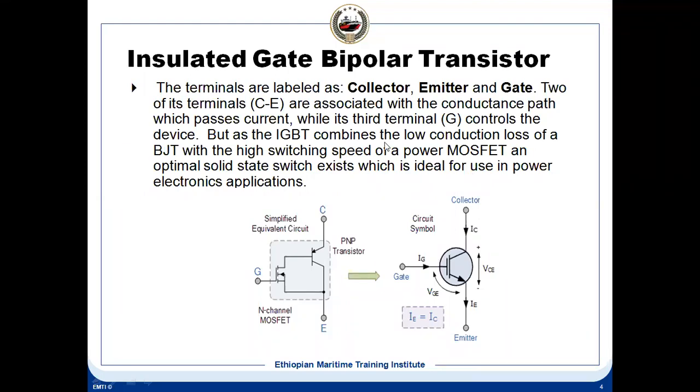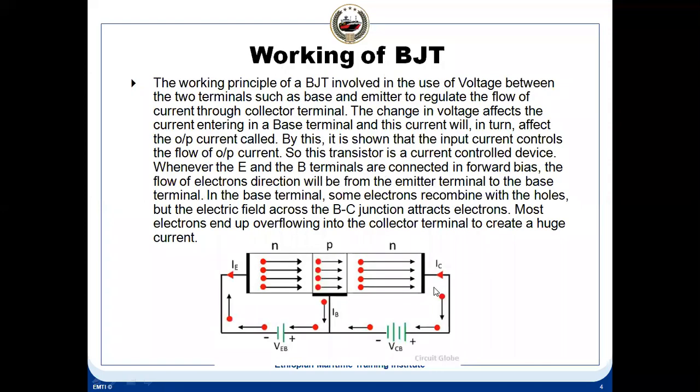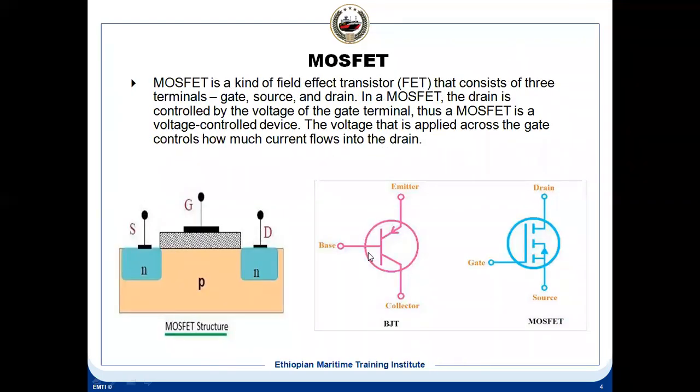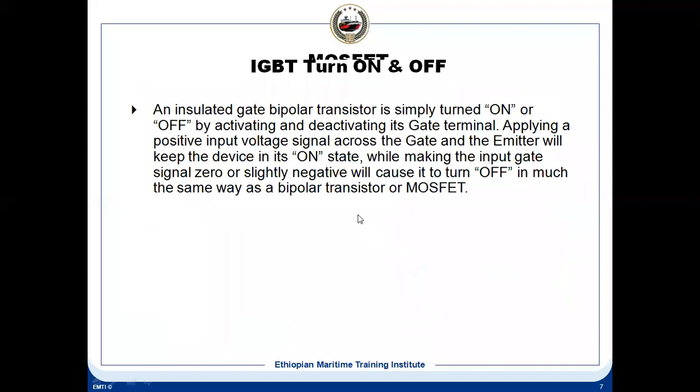So you can look at this diagram. You can see here, this is a BJT, IGBT structure. You have a gate, a collector and an emitter. Also, we have seen the current amplification factor of a BJT, that is beta equal to IC by IB. Now we will see how an IGBT can be turned on and turned off.